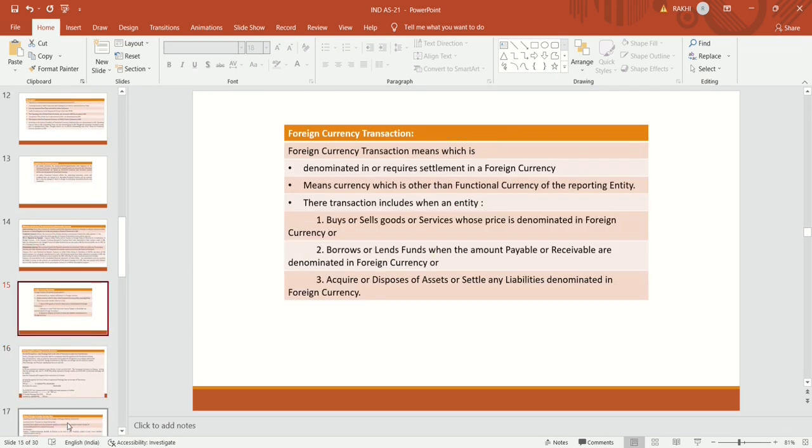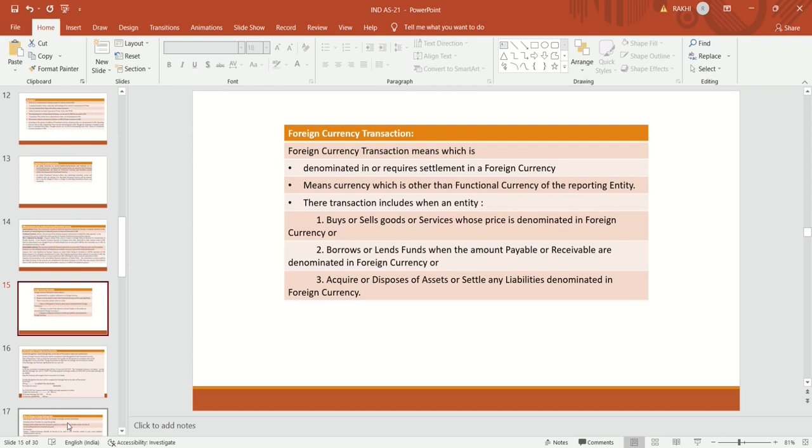What do you mean by foreign currency transaction? A foreign currency transaction is denominated in foreign currency and settled in foreign currency, meaning a currency other than the functional currency. Foreign currency is other than the functional currency of the reporting entity. If the functional currency is INR and consideration is received in USD, that USD is the foreign currency for an Indian entity.